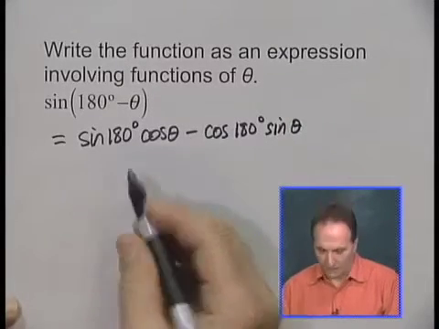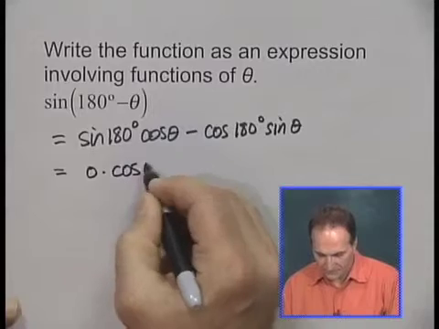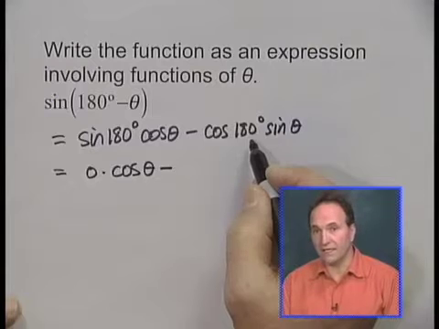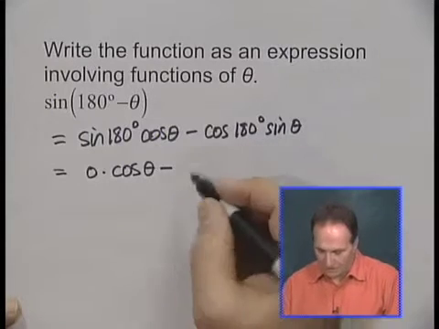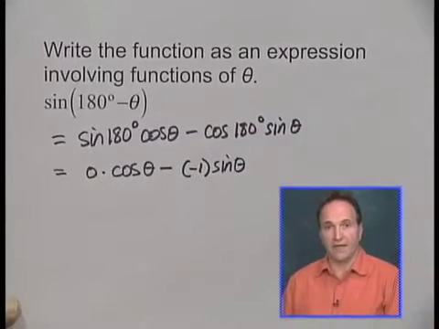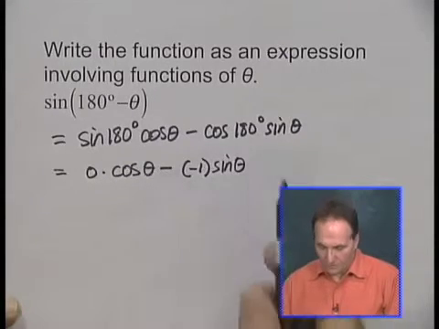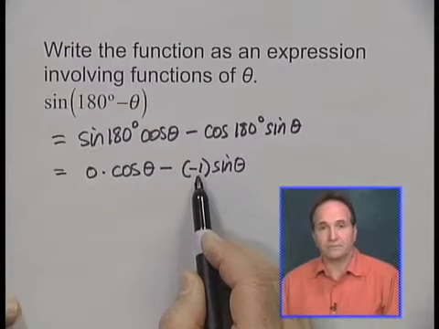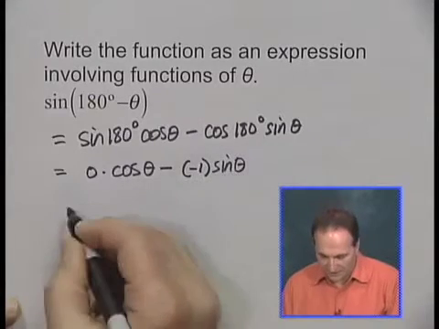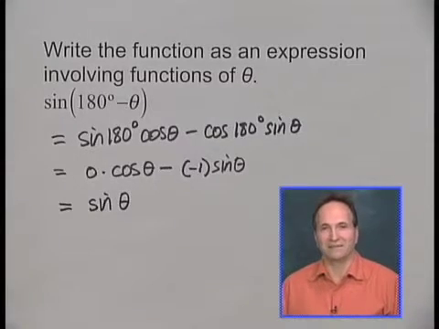Let's evaluate the sine of 180 degrees. That's equal to 0. So we have 0 times the cosine of theta minus, evaluating the cosine of 180 degrees, that's equal to -1. So we have -1 in parentheses times the sine of theta. 0 times anything is 0. So this part of the expression is 0. When you're subtracting a negative, that is the same as adding a positive. And so this would simply be 0 plus sine theta, which is equal to sine of theta. And we've completed that example.